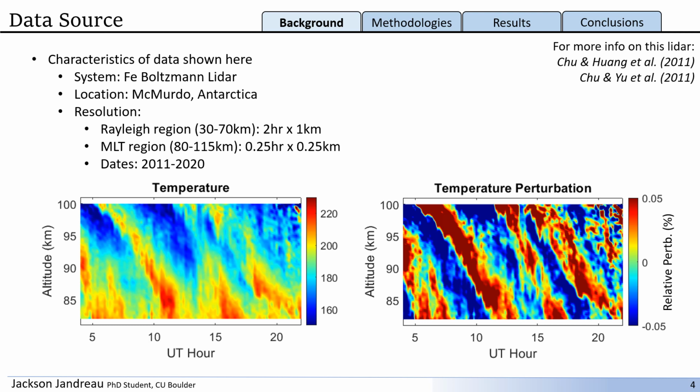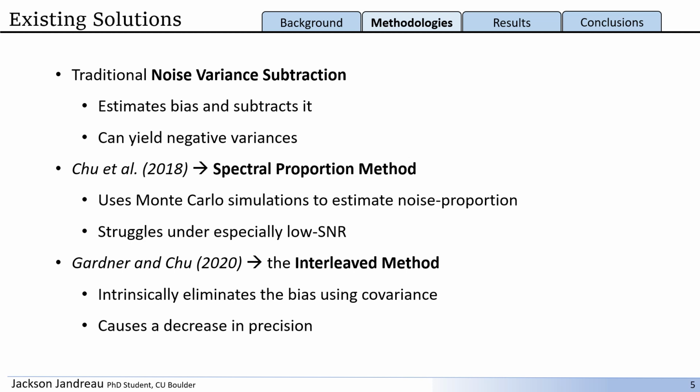Three solutions currently exist to this problem, the first of which will be referred to as the noise variance subtraction technique. It attempts to solve the issue of the bias by estimating the value of said bias and subtracting it from the variance. The issue with this method is that when the error is very large, the corrected value can become negative, which is a physical impossibility. The next method is called the spectral proportion method and was presented in Chu et al. 2018. It uses a Monte Carlo simulation to estimate the proportion of variance which is noise-induced and scales down the biased value by this proportion. This prevents negative values from occurring, solving the issue of noise subtraction.